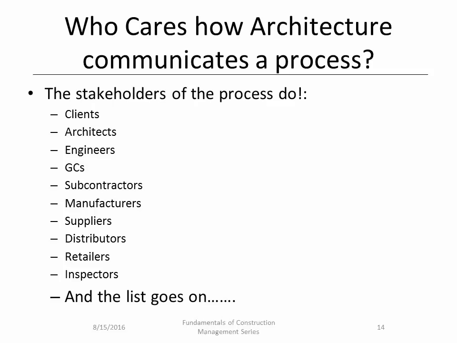But now we need to think about really who cares how architecture communicates a process. Well, I would say that there are a lot of people who care. All of the stakeholders of the process do. The more information, the better the information that is on a piece of paper that you can use as a contractor to build a building, the better off you are. And you're going to constantly be working with architects and designers in a way that hopefully will provide better and better levels of information.